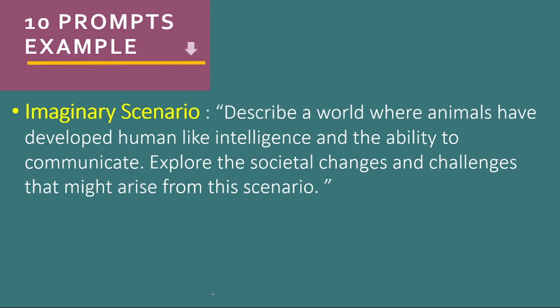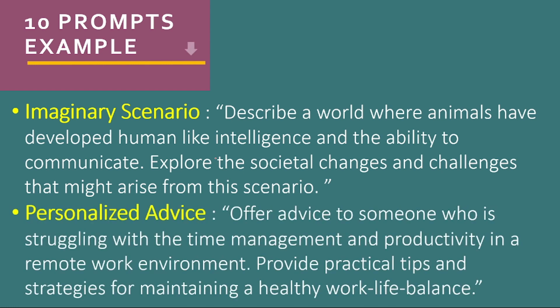You can go with an imaginary scenario. Describe a world where animals developed human-like intelligence and the ability to communicate. Explore the societal changes and challenges that might arise from the scenario, right? So you just imagine a thought, and you can give it, and then ChatGPT will write a whole lot of things for you in support of your thought.